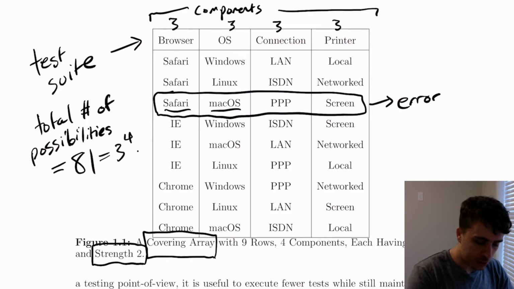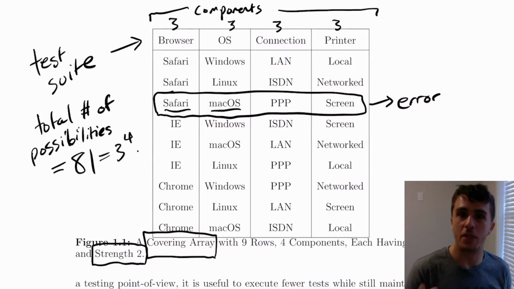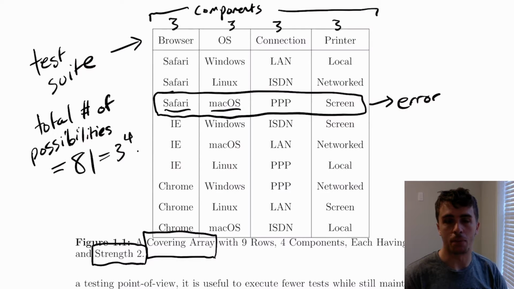Okay, so then you may be thinking, well, what if PPP was in the mix right here and was causing the fault too? So this is a problem among testers. You gotta be able to think, what is the size of the interactions here? Can you get away with 2? Can you get away with 3? Can you get away with 4, etc.?